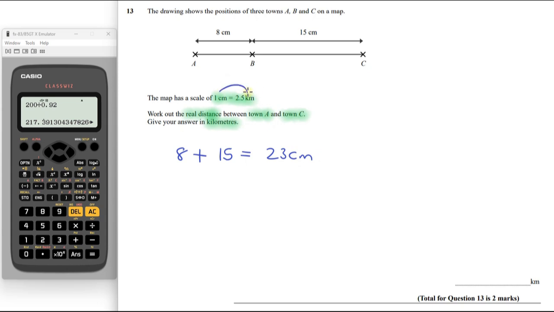And we know the scale. The scale is 1 centimetre is equal to 2.5 kilometres. So we just need to multiply by 2.5. So I'm going to do 23 multiplied by 2.5, and that gives me 57.5. And notice our units. We're going from centimetres to kilometres, so this is going to be in kilometres, and that is what it's asking us to give our answer in. So that is the answer, 57.5.